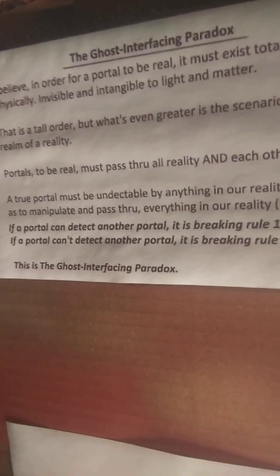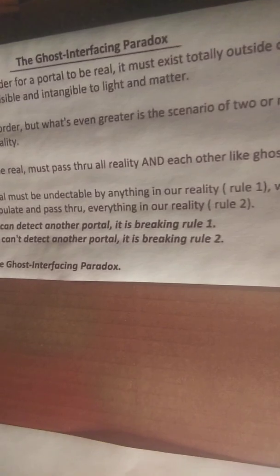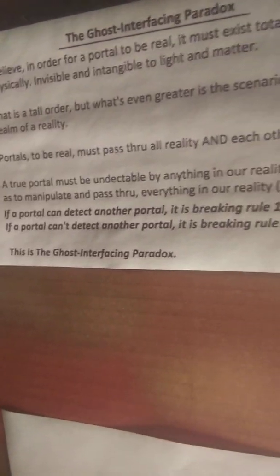If a portal can detect another portal, it is breaking rule 1. If a portal can't detect another portal, it is breaking rule 2. This is the ghost interfacing paradox. And this shows a picture of orbs passing through each other in an ideal ghost interfacing in our reality.